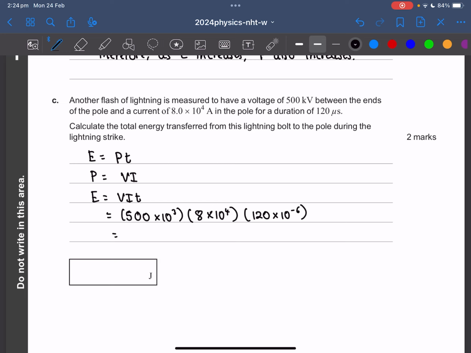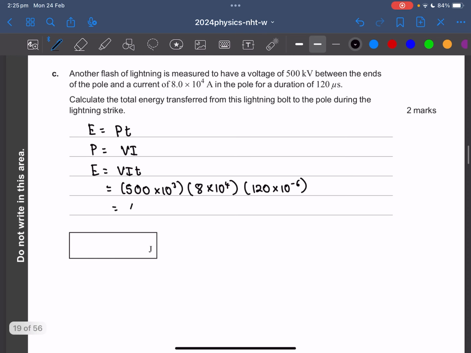Okay, so if I were to calculate that, we have 500 times 10 to the 3 times 8 times 10 to the 4 times 120 times 10 to the minus 6. Okay, so we have 4.8 times 10 to the, let me change my mode to scientific. Okay, so 4.8 times 10 to the 6 joules should be your answer.